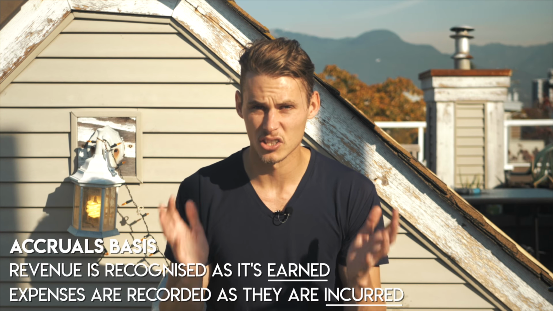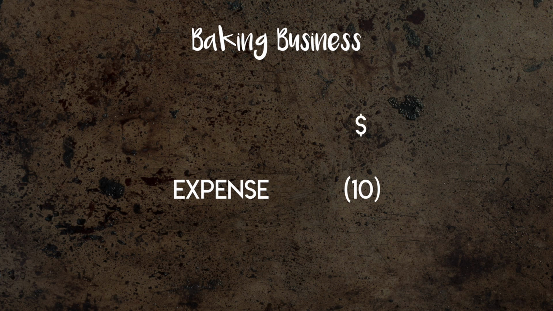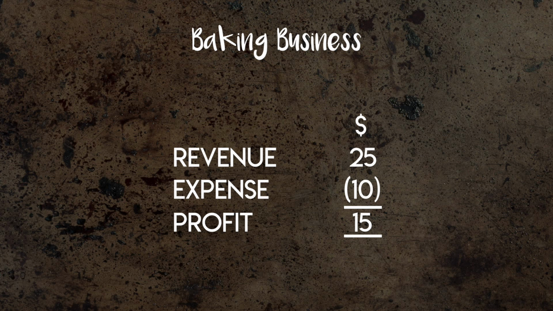It's a way of recording the substance of transactions, and that makes it a much easier way to record the performance of your business over a specific period in time. Let me explain. Let's go back to that example of a baking business selling a cake that we discussed in the previous video. The ingredients of that cake cost us $10 to buy, and we sold it for $25. That leaves us with a profit of $15.